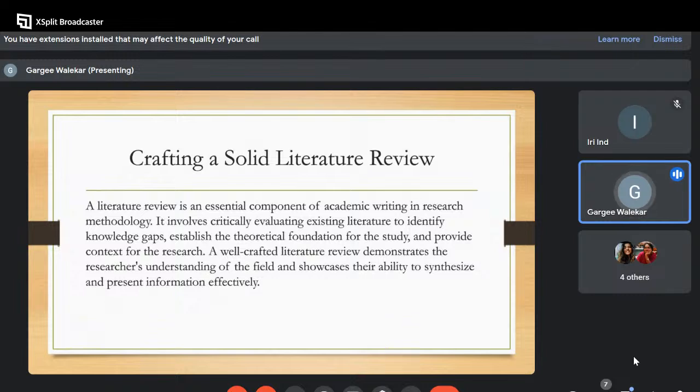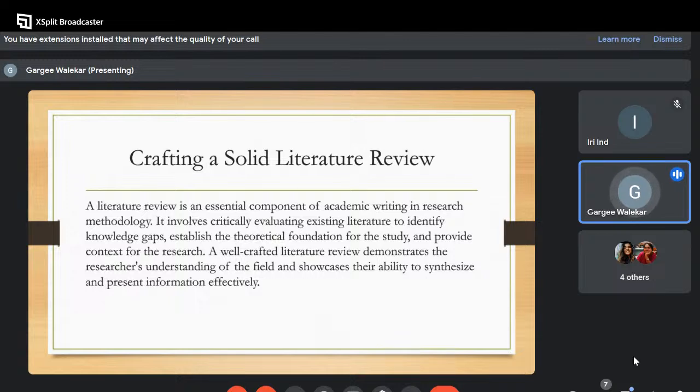A well-crafted literature review would demonstrate the researcher's understanding of the field and showcase their ability to synthesize and present information effectively. It's like we said, it sets the stage. A robust literature review is the backbone of any scholarly work because it provides a solid foundation upon which the new research is built. It serves as a comprehensive exploration of existing studies, and it offers insights into the current state of knowledge on a particular subject.